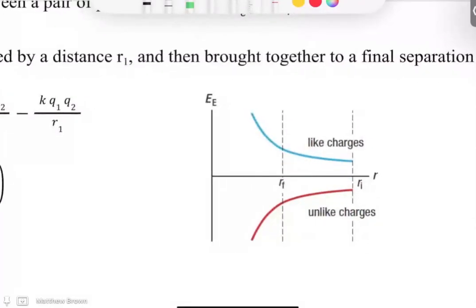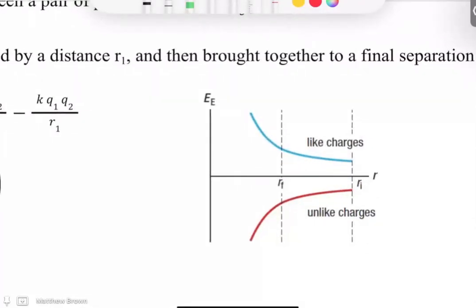And once again, if you're doing a question like this, I would just think about what I actually expect. Is this a positive value or a negative value? Basically, if they're like charges, you have to do work to get them together. So I expect the energy to increase. The energy in this system is increasing as you do this work.